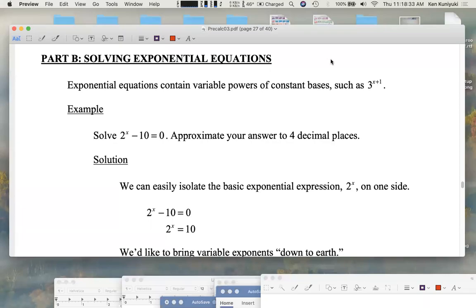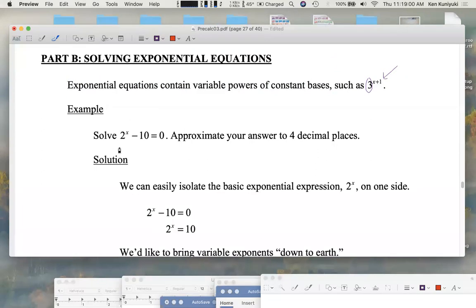Hi everyone, we're continuing with 3.4 and 3.5, and we're going to start solving exponential equations, which contain exponential expressions like this over here. An exponential expression has a constant base, the 3 here, for example, and a variable exponent, like the x plus 1, containing x, t, or whatever.